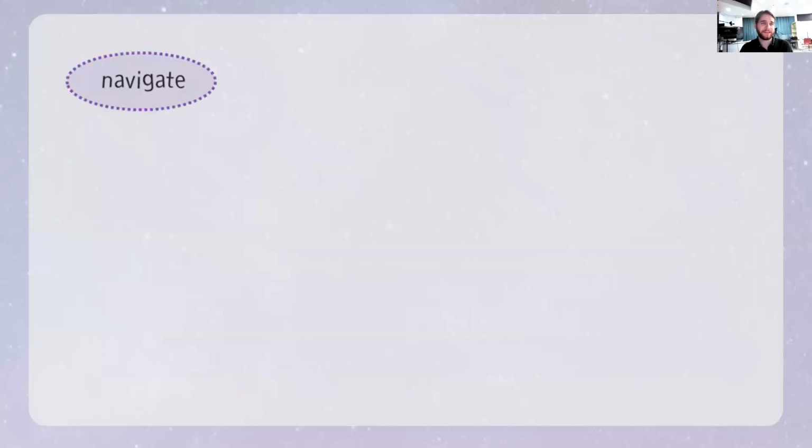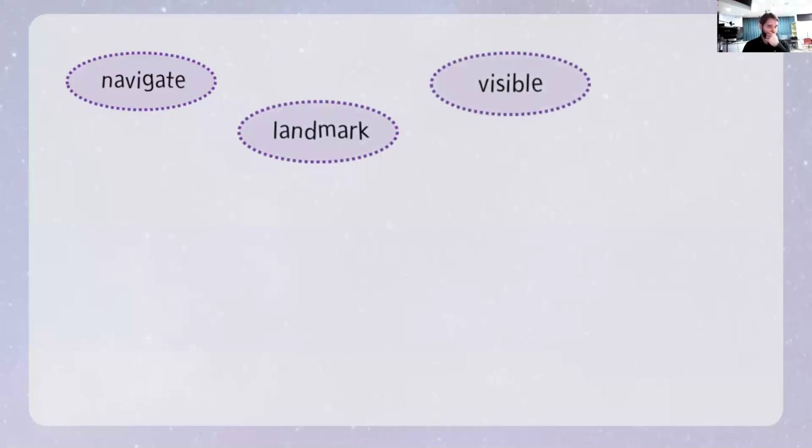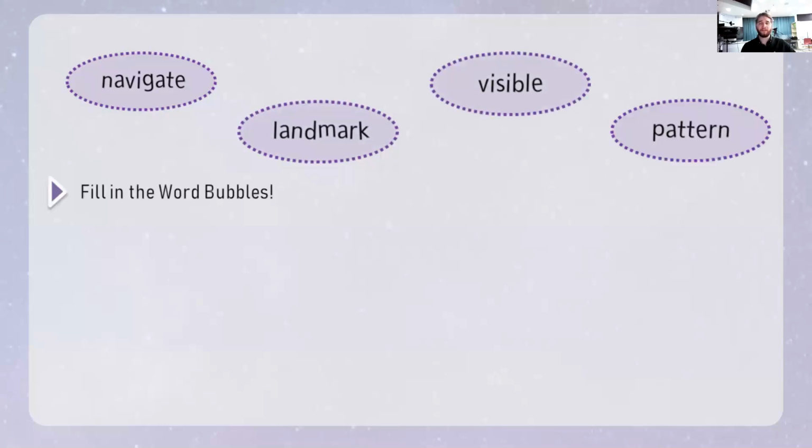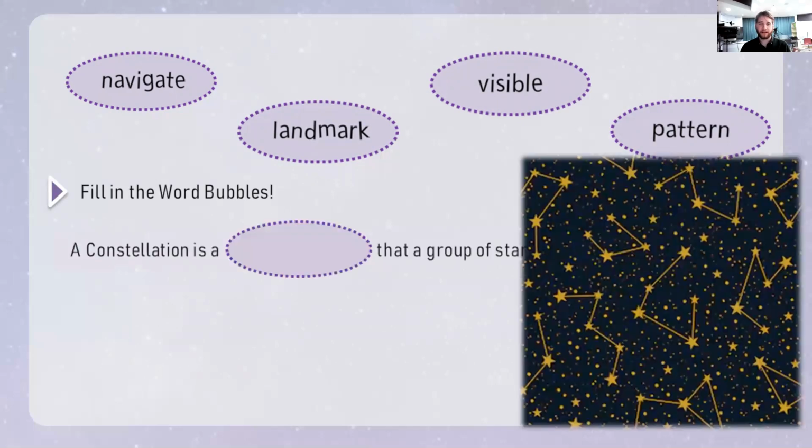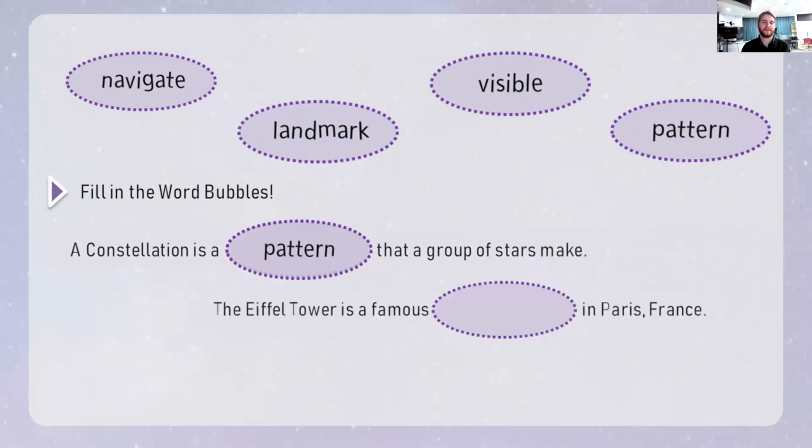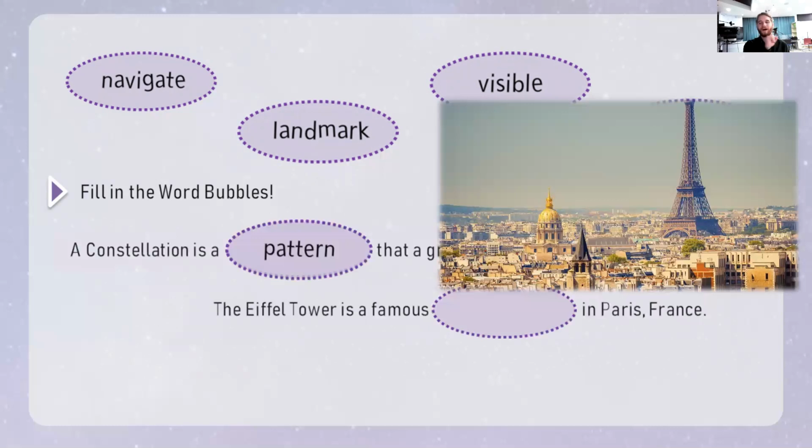All right, let's go to the next part. We've got navigate, landmark, visible, and pattern. Let's fill in the word bubbles with the right word. A constellation is blank that a group of stars make. It is a pattern that a group of stars makes. So that one's pattern. Next, the Eiffel Tower is a famous what in Paris, France? Is it navigate? Is it visible? It's a landmark, a famous landmark in Paris, France.